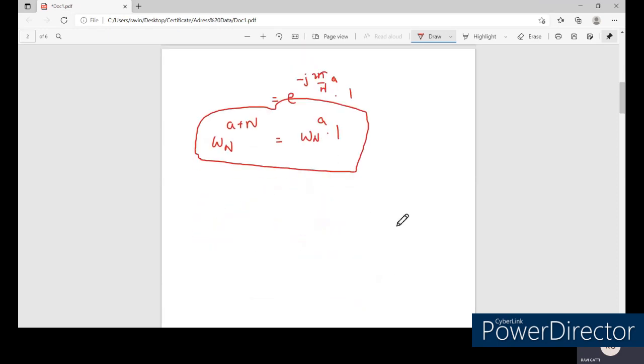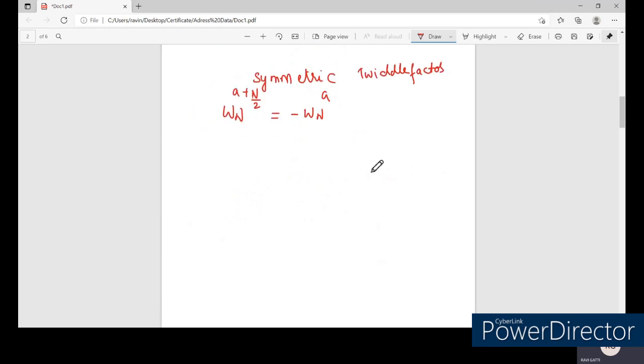Now let us go for one more important property of the Twiddle factors, and that we call the symmetric property of the Twiddle factor. Okay, so what does this say? Omega n to the power of a plus n by 2 is nothing but minus omega n to the power of a. You will be getting minus omega n to the power of a.